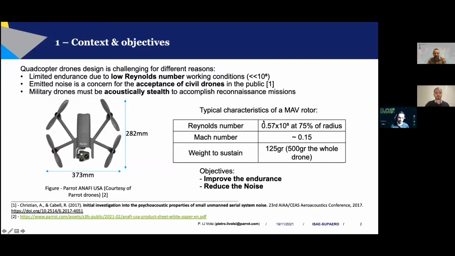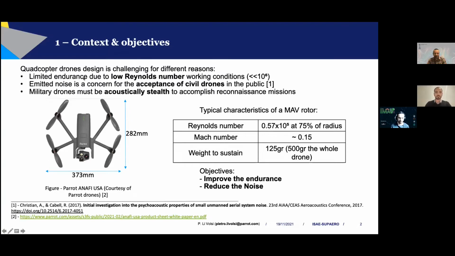So first of all, I will go through the context. As you may know, quadcopter drone design is challenging for different reasons. Because of their dimensions and their weight, the Reynolds number that is encountered is lower than 10 to the power of 6. This, in fact, will limit the flight endurance.